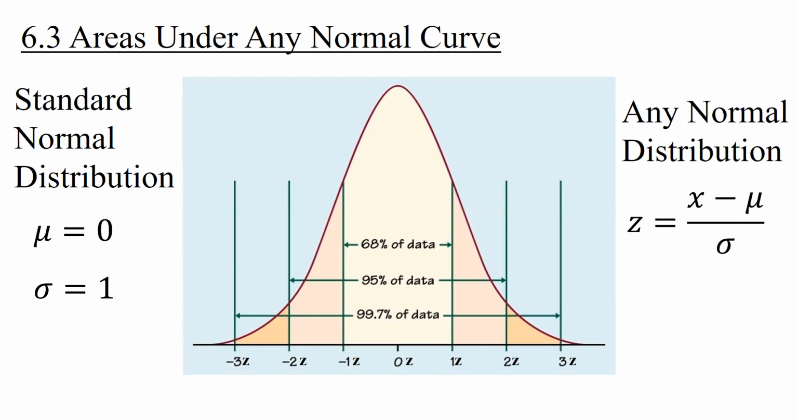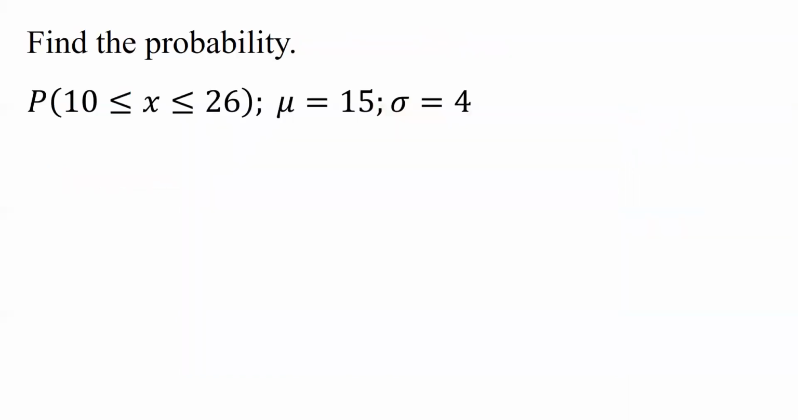What that means is we get to use those charts that we have in the front of the book. So let's say we have this. Find the probability of a value between 10 and 26. I know the mean is 15 and the standard deviation is 4. Instead of talking about these raw scores, 10, 11, 12, whatever, I'm going to convert these into z values, or standard deviation values.